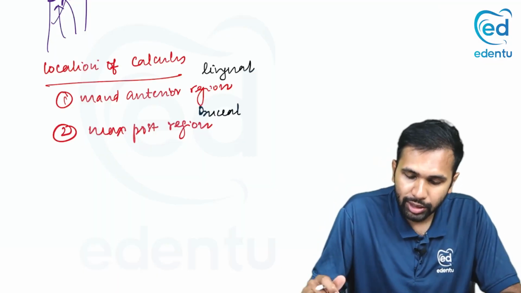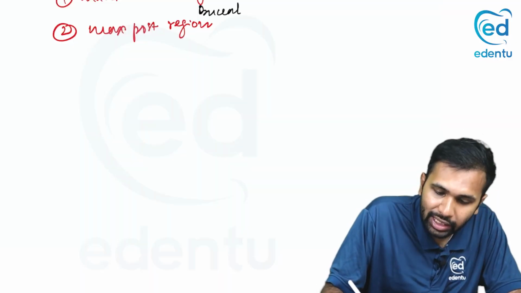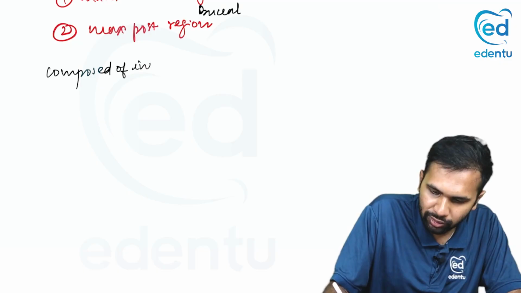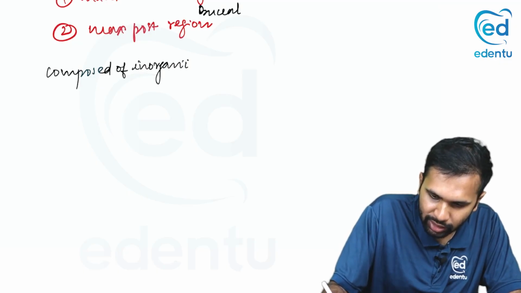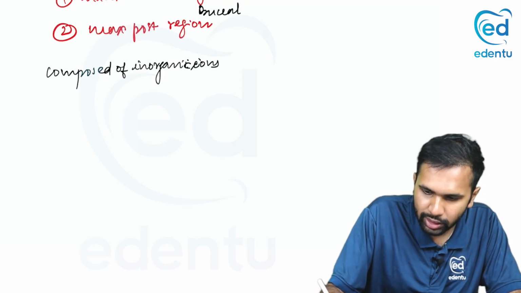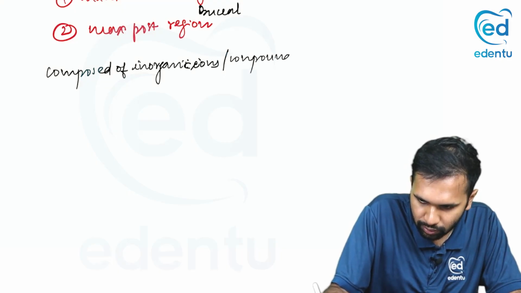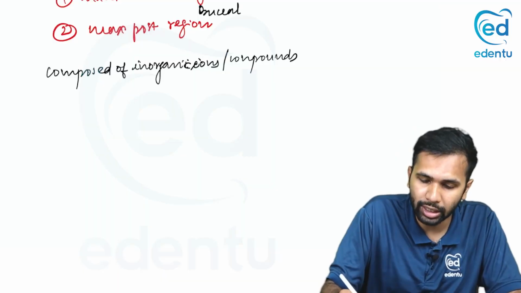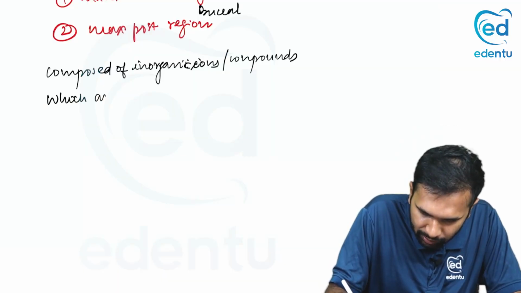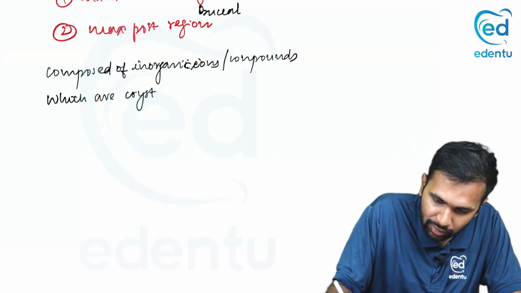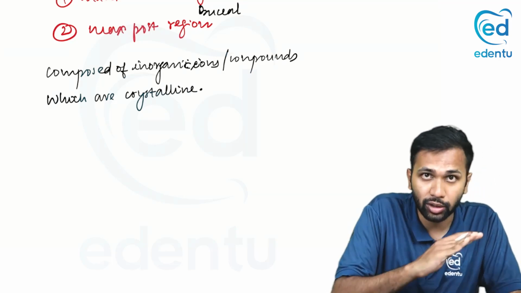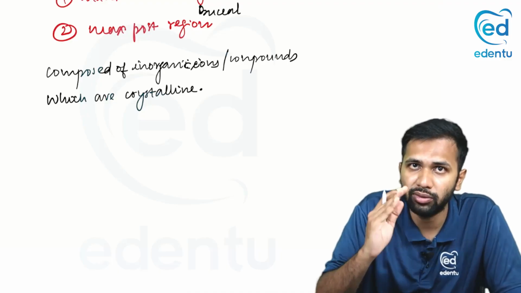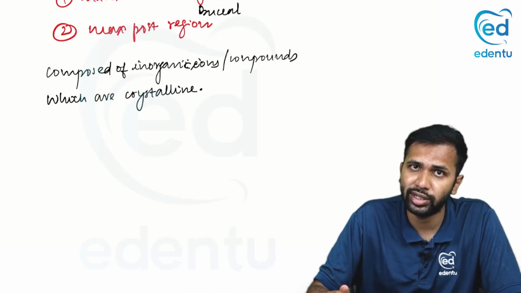Okay, your calculus is mainly composed of inorganic compounds. It is hard, so it is mainly composed of inorganic compounds which are crystalline in nature, not just inorganic calcium or phosphate. They are crystalline, arranged in the form of crystals. That is the peculiar feature of calculus.